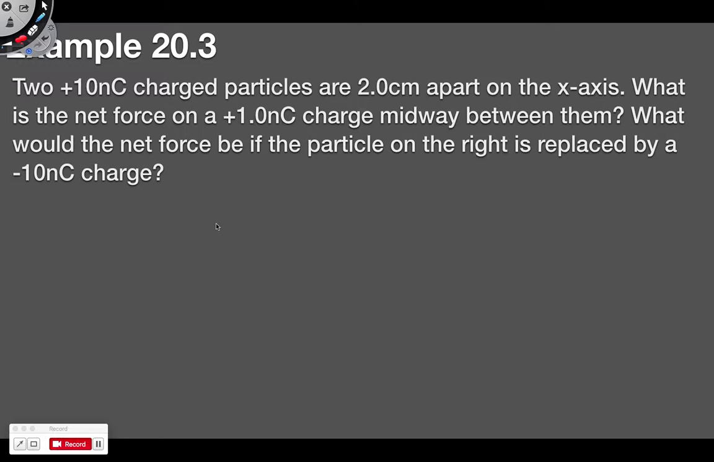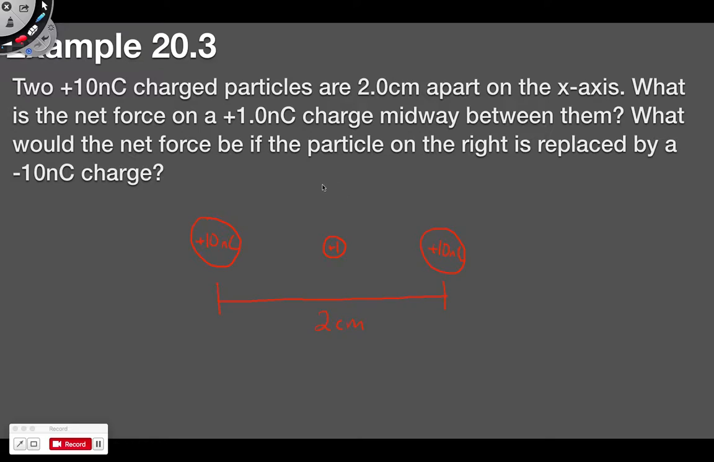I have 2 plus 10 nanocoulomb charges. I'll draw one right here, plus 10 nanocoulomb, and I do another one over here, plus 10 nanocoulomb. And they are 2 centimeters apart on the x-axis. What is the net force on a plus 1 nanocoulomb charge midway between them? What is the net force?